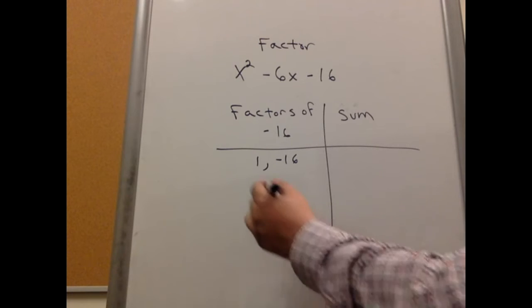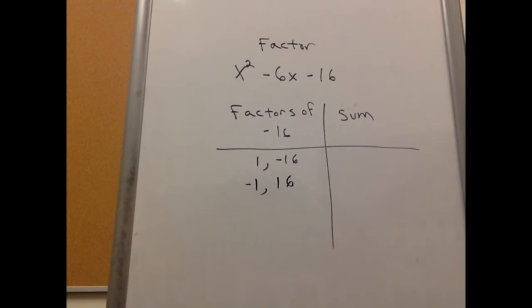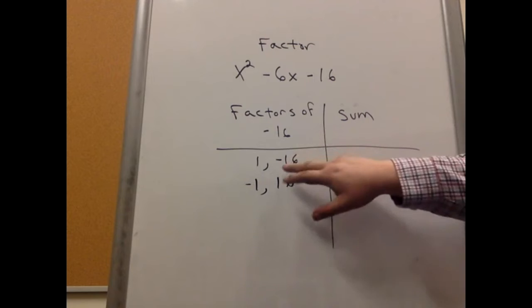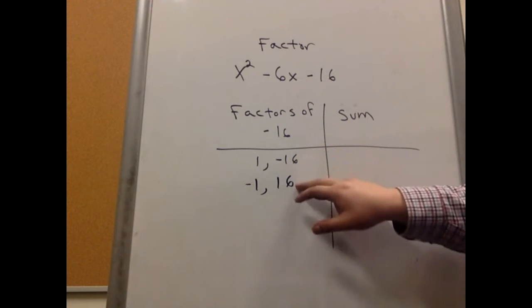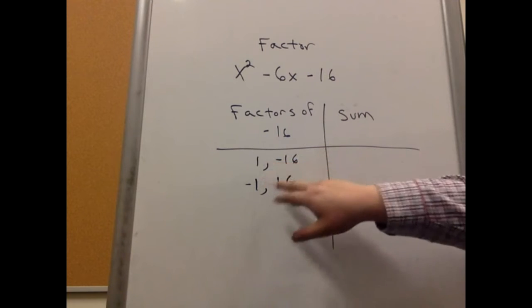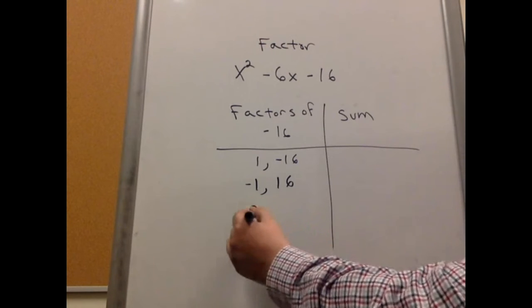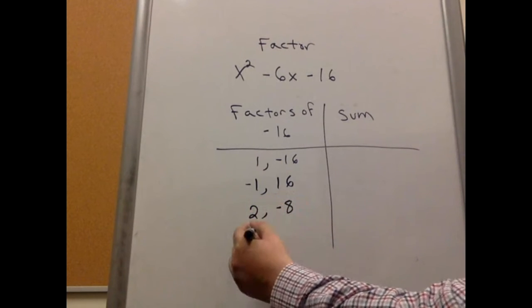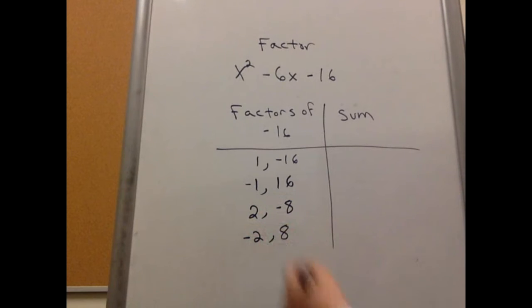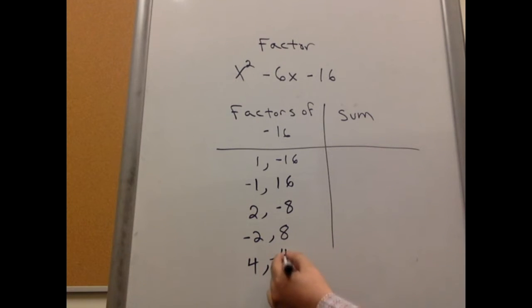Now, we also could say negative 1 and positive 16. So you can see how important it is that we deal with these negative signs, because even though they're the same numbers ignoring the signs, they will give us two completely different sums when we look over here. Let's keep looking. We have 2 and negative 8. We also have negative 2 and 8. Now notice I did not need to write 4 and 4 again because it would have been the same thing twice.